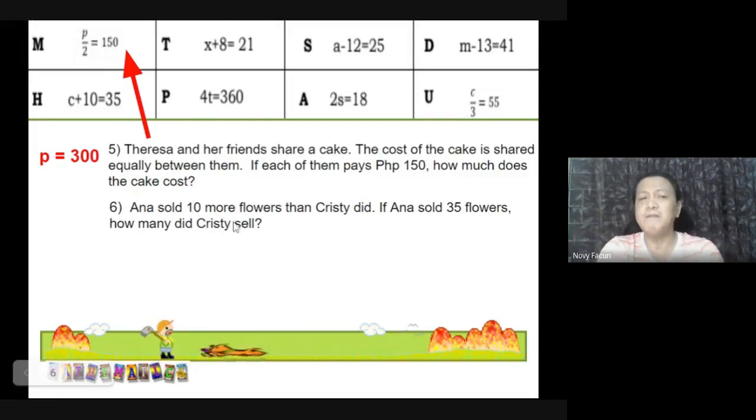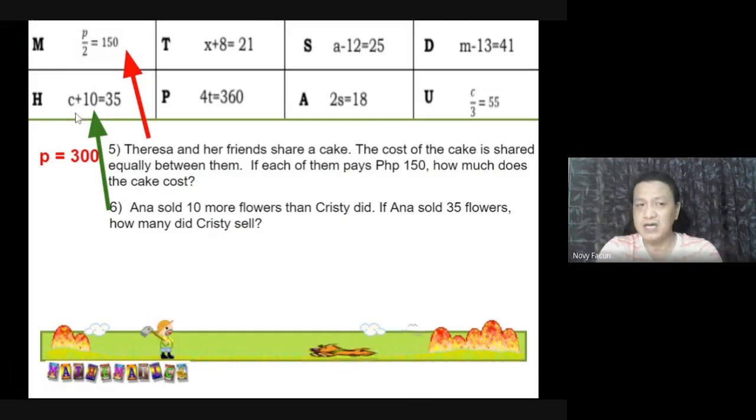And we have number 6. Anna sold 10 more flowers than Christy did. If Anna sold 35 flowers, how many did Christy sell? That is letter H. C plus 10 is equal to 35. What must be the value of C when you add 10? Their sum is 35, so that is 25.